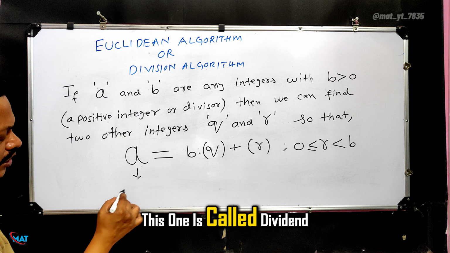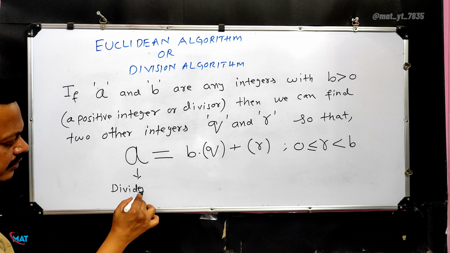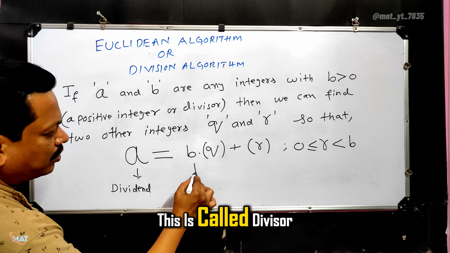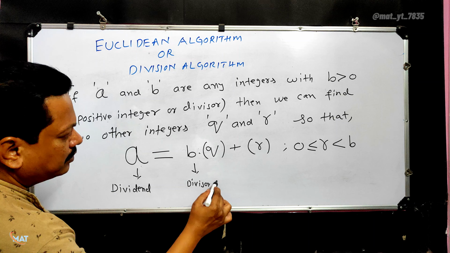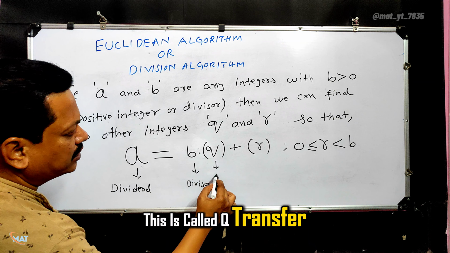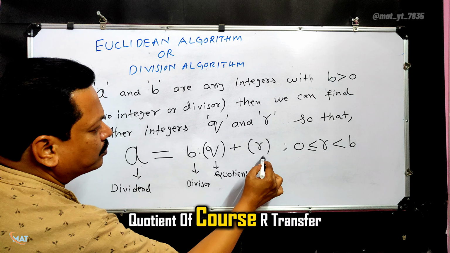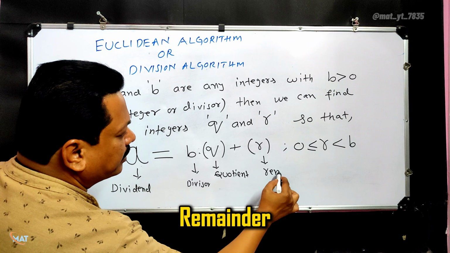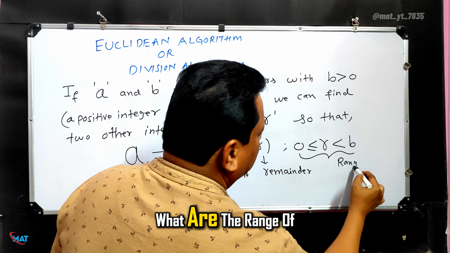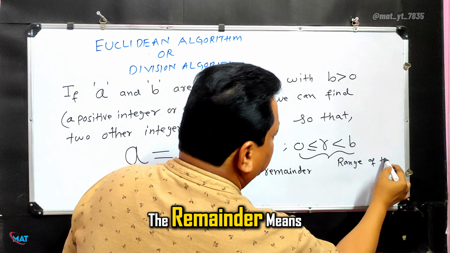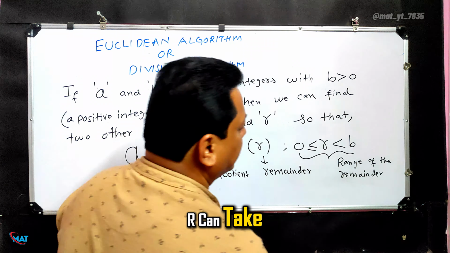A is called the dividend, as I mentioned in the beginning. B is called the divisor. Q stands for quotient. Of course, R stands for remainder. This is called the range of the remainder, meaning what values R can take.